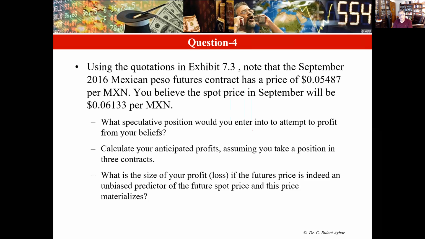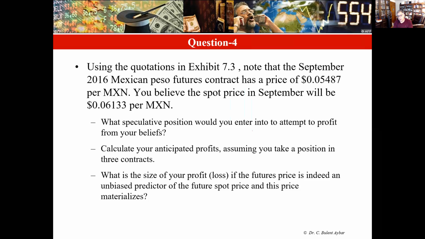So I can lock into a price of 0.05487 today, and wait until the contract expiration. And if really at that time, what I expect happens, that is, if the Mexican peso turns out to be 0.6133, I would take the delivery of Mexican pesos. So I will pay 0.05487 per Mexican peso, get Mexican pesos, go to the spot market, sell my pesos at 0.6133.